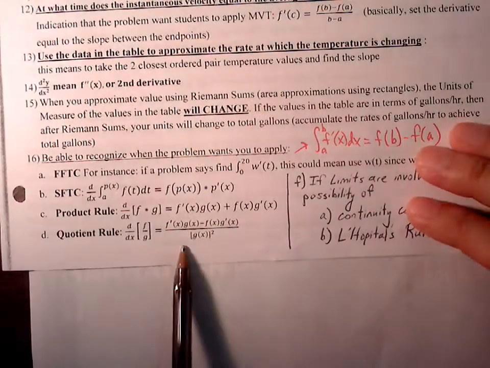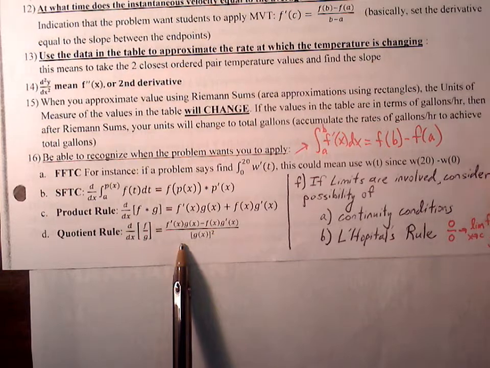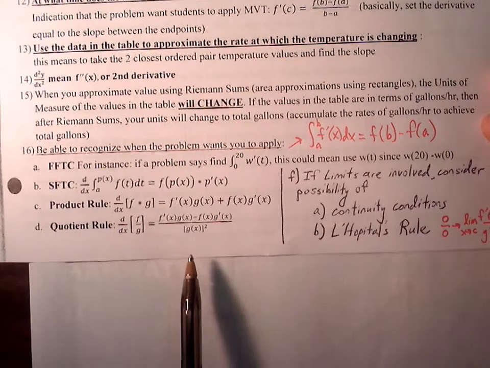Okay. Product rule, quotient rule, okay, and chain rule as well. I'll go through that on the next page.